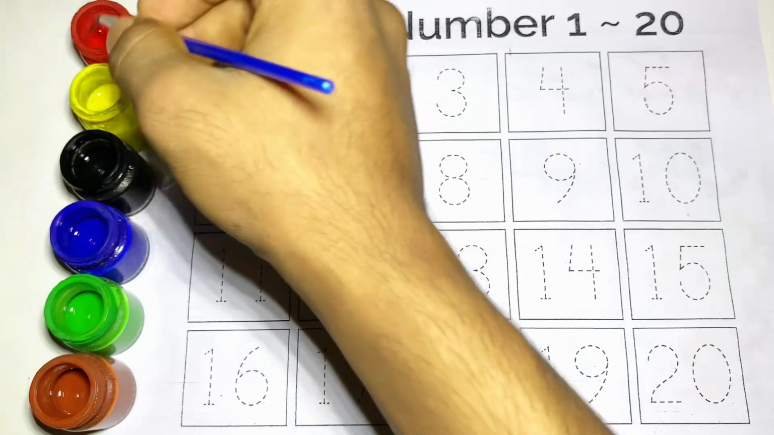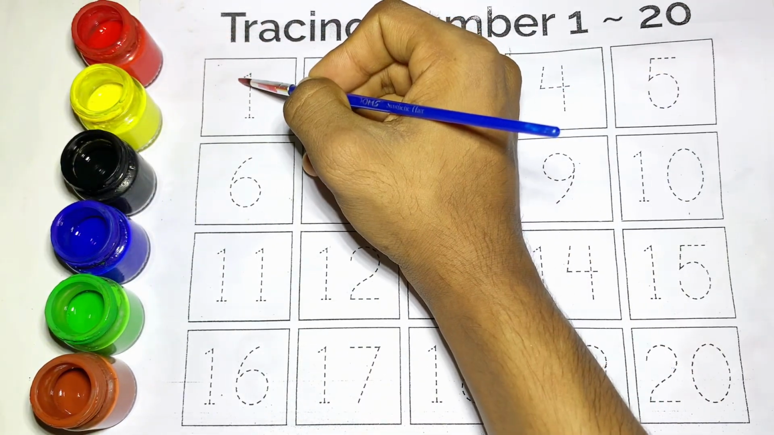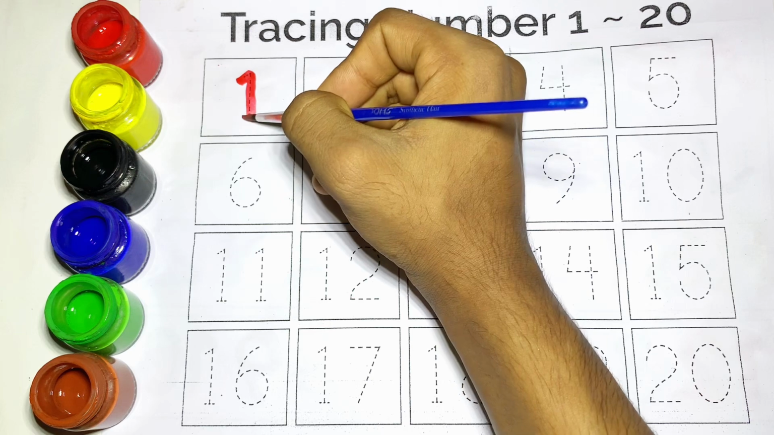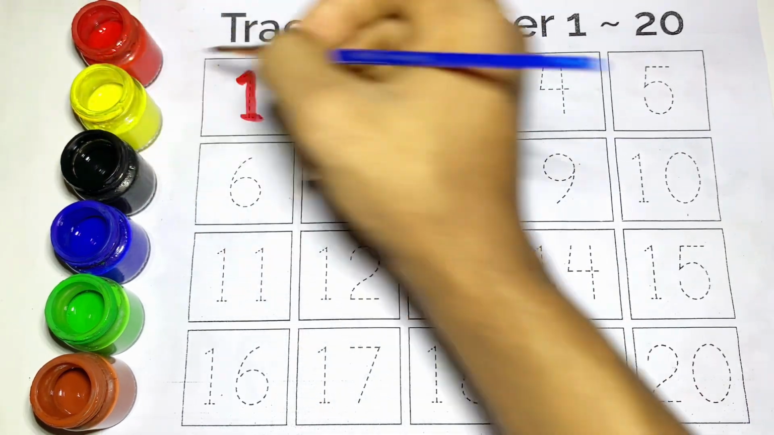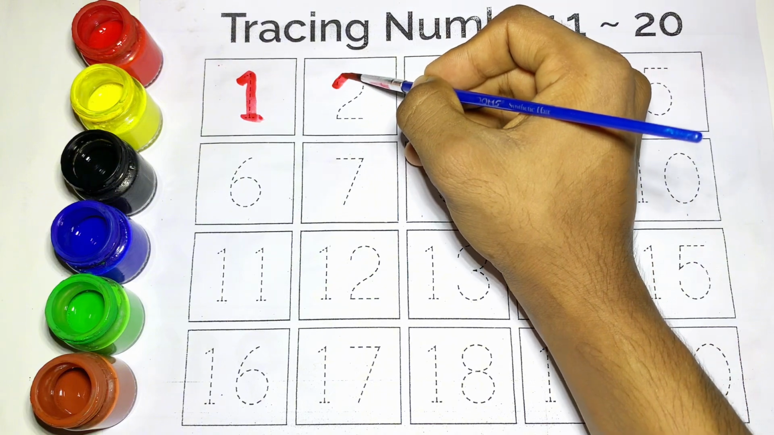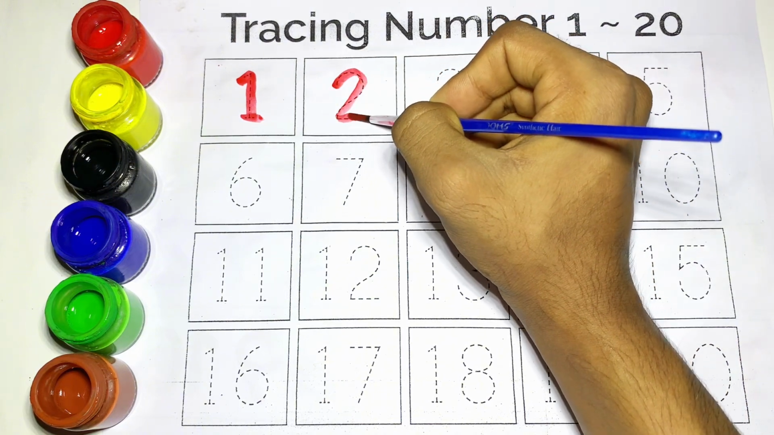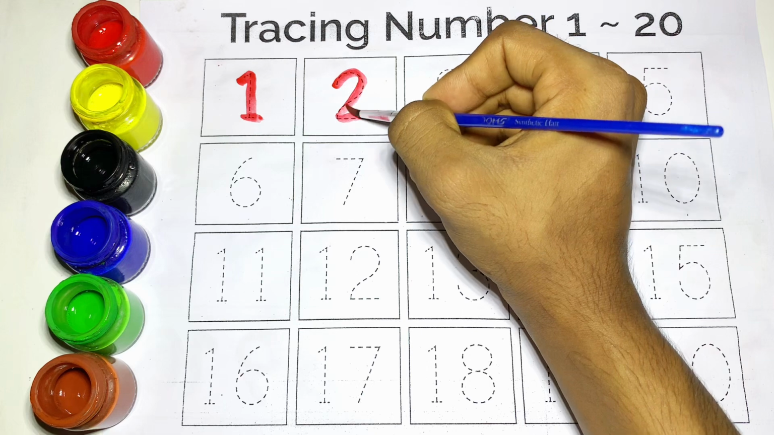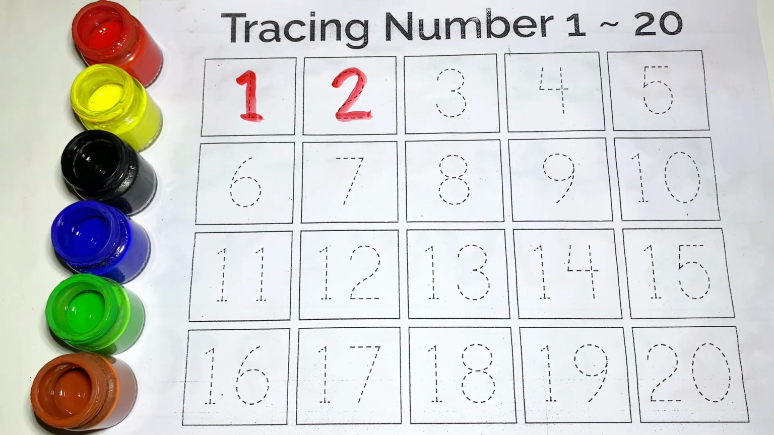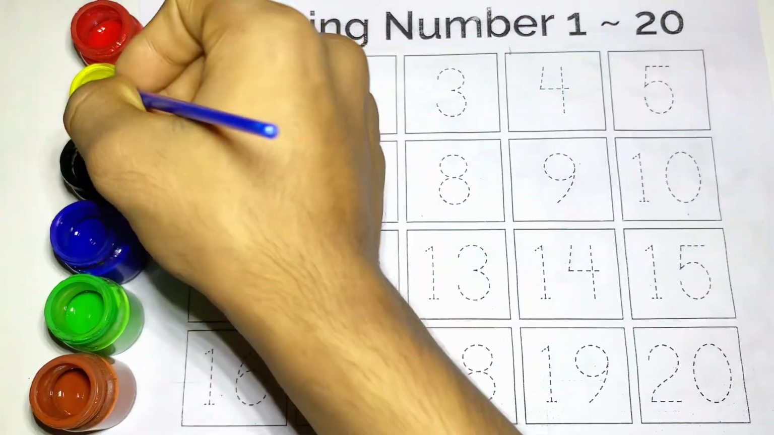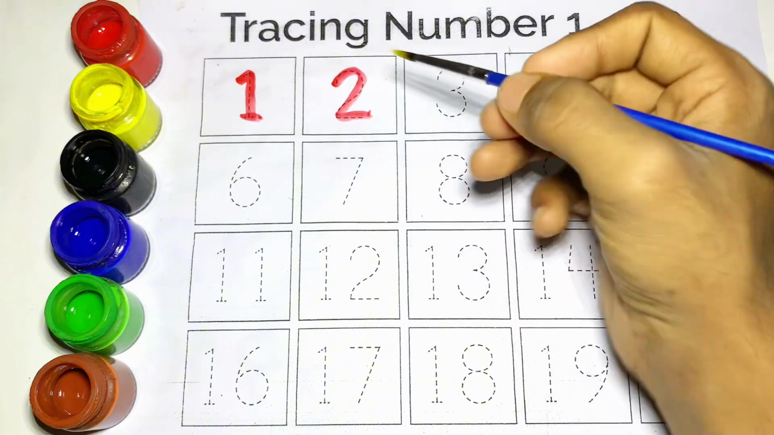Kids, first draw 1 and use red color. Kids, again use red color and draw 2. The number 2. Kids, now draw 3. The number 3, and use yellow color.